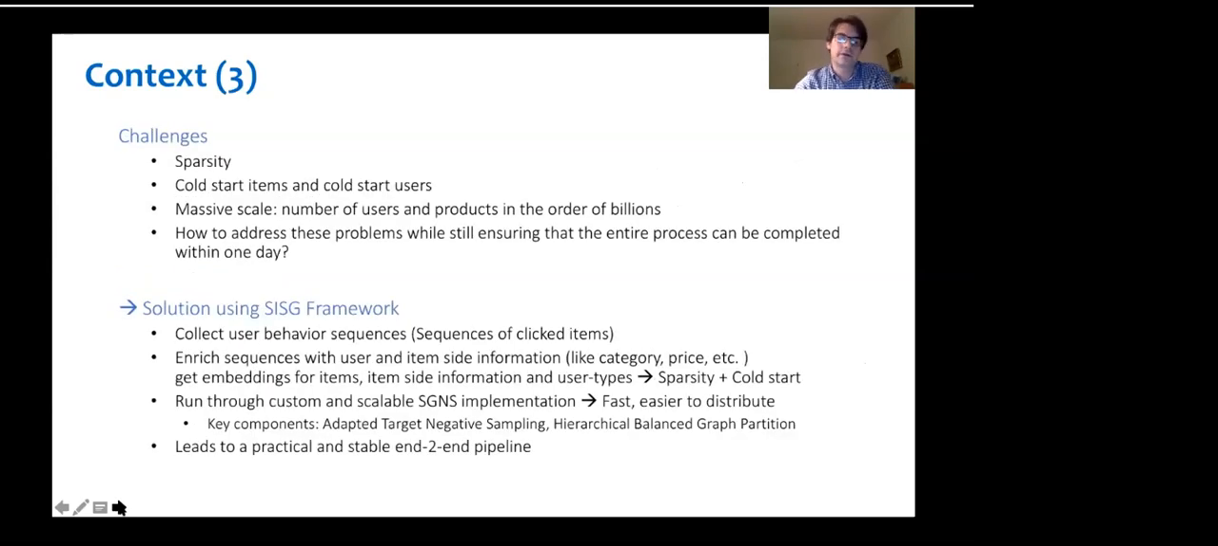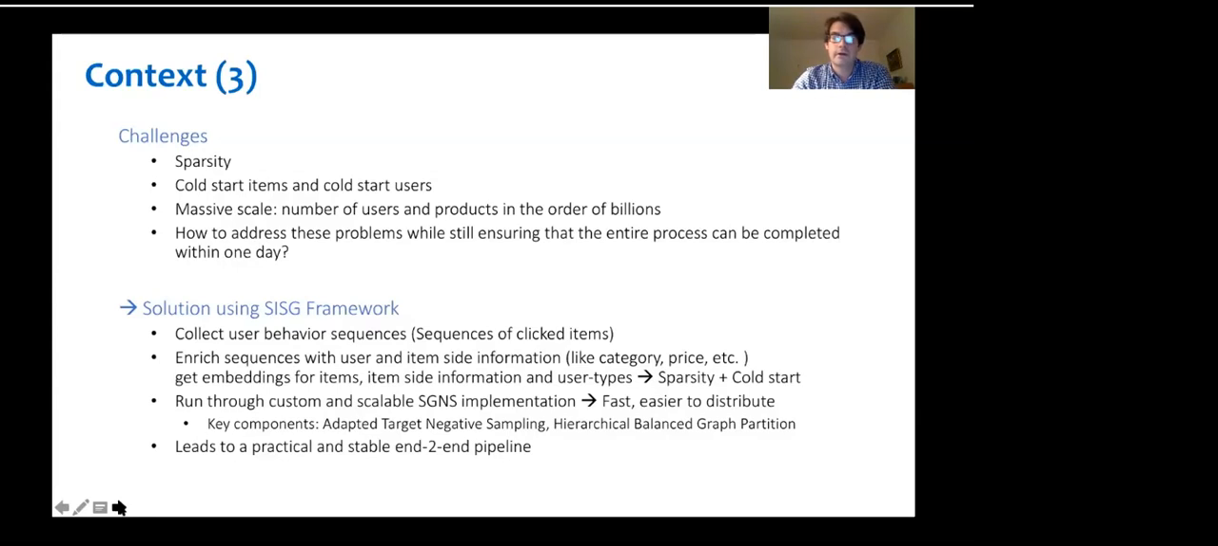Now, commonly, the challenges that we encounter in recommender systems is sparsity, meaning some items have very few user interactions. We have another big challenge, which are cold start items and cold start users, meaning completely new items for which there is no data, and cold start users for whom there's obviously no data too. And particularly in our case at Taobao, which is one of the biggest e-commerce applications worldwide, we're facing a massive scale. The number of our users and products are in the order of billions. So how can we address these problems while still ensuring that this entire process of computing embeddings, starting from the log data of the user data all the way to deploying it in the matching engine, can be completed within one day? For this, we present here our solution using the SISG framework.